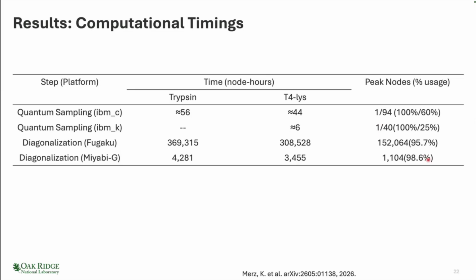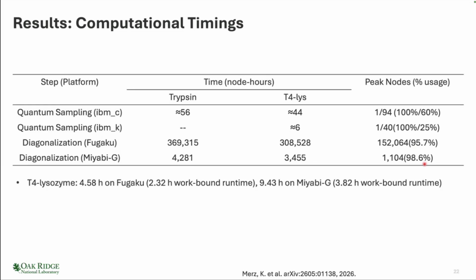Which means that if we look at node usage, our quantum devices are obviously single node, but in the largest cases for IBM Cleveland, they were using 94 qubits, which is roughly 60% of the qubits available. For IBM Kobe, that was roughly 40 qubits, so roughly 25% of the available qubit resources on that QPU. If we look at the supercomputing, then they're using at peak 97 or 95.7% of Fugaku and 98.6% of Miyabi G.